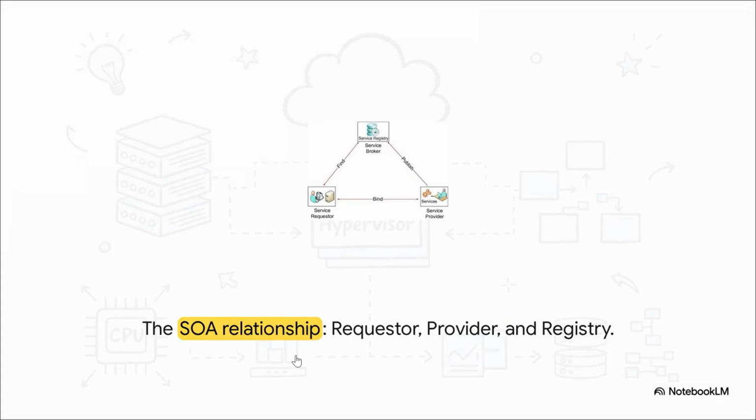Think about how this actually plays out in practice. You've got three main roles here. On the bottom right, the service provider creates the service and publishes it. Up at the top, you have the service registry, which acts like a broker. Think of this as a directory or a phone book.